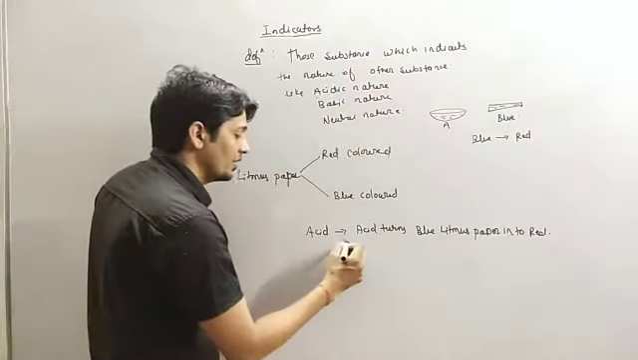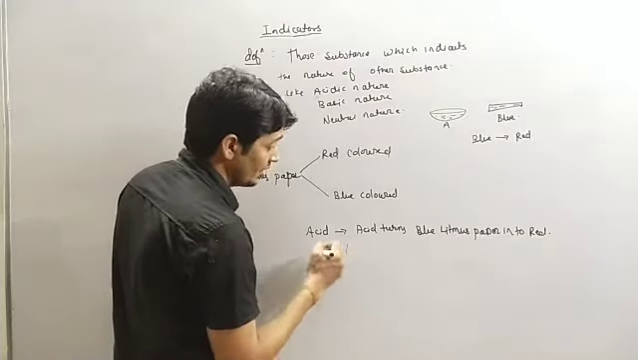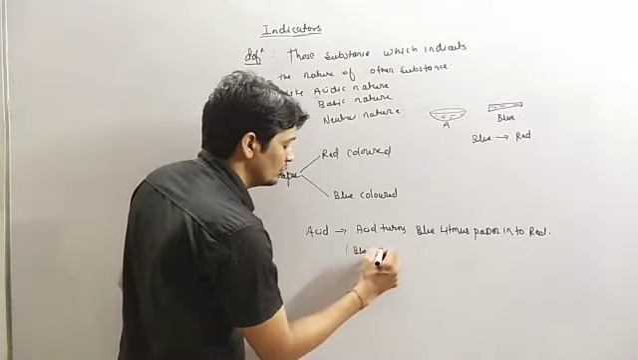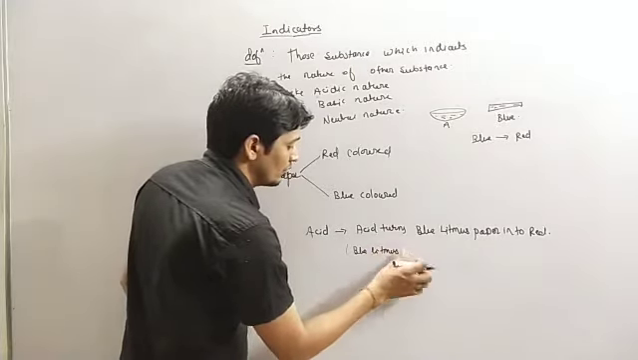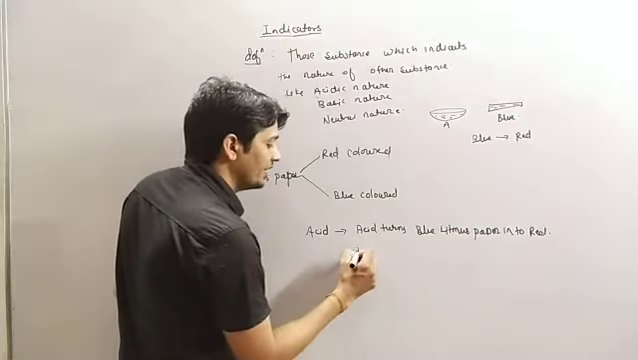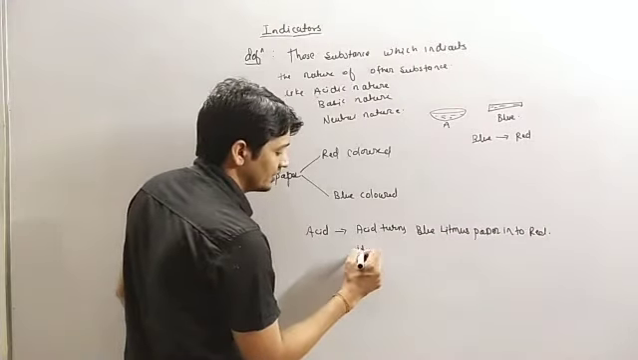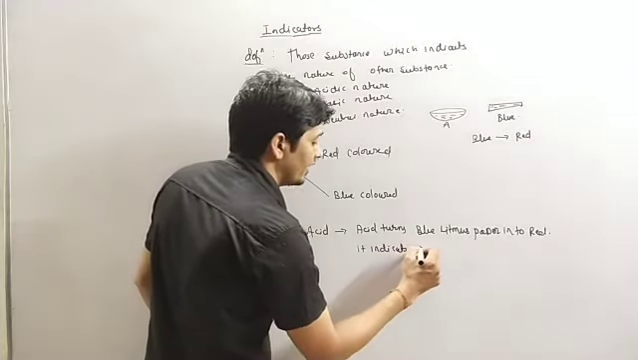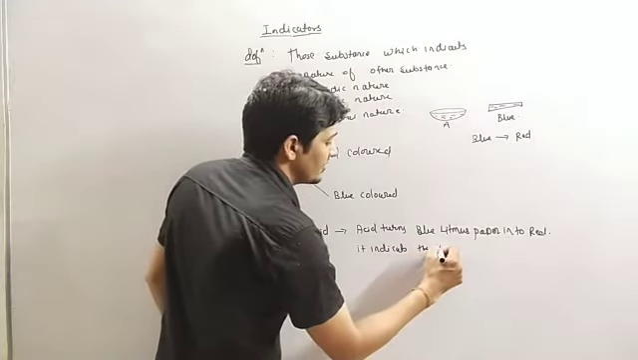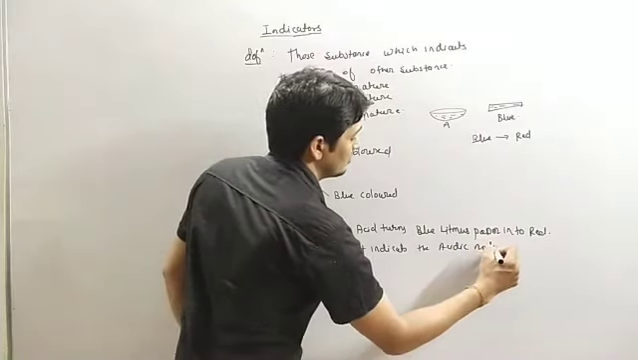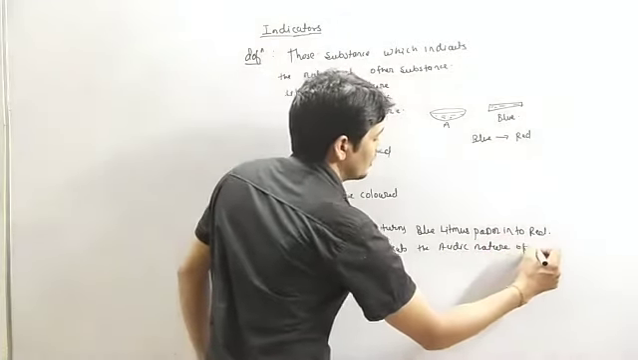So here we have to write the blue litmus paper, blue litmus paper into red. It indicates the acidic nature of substance.